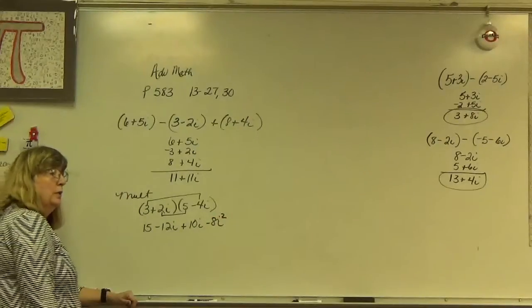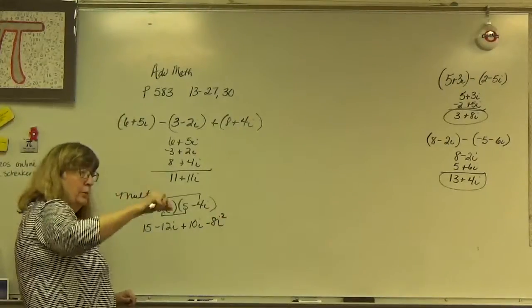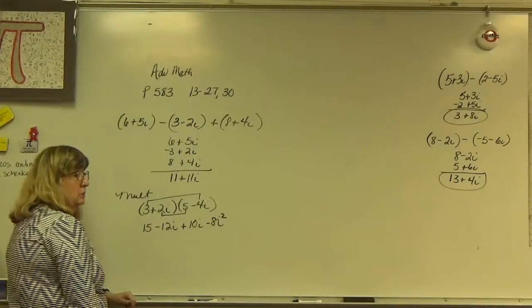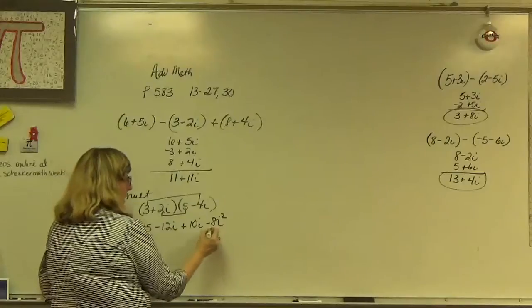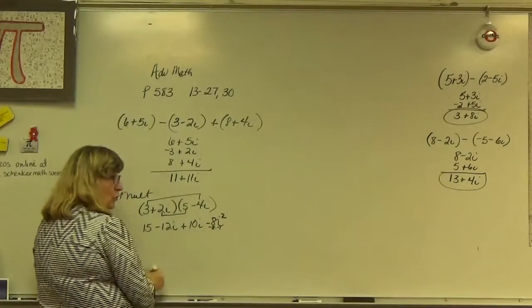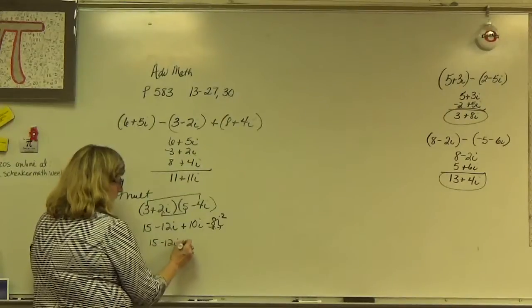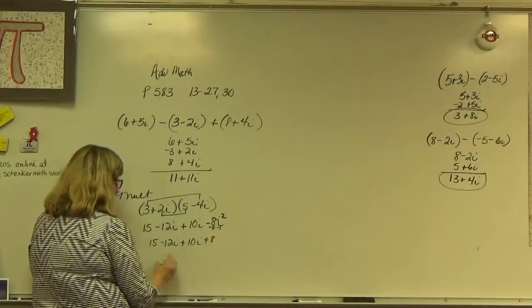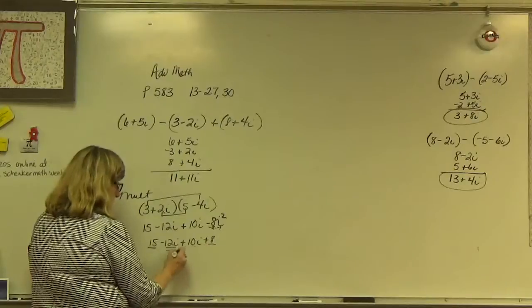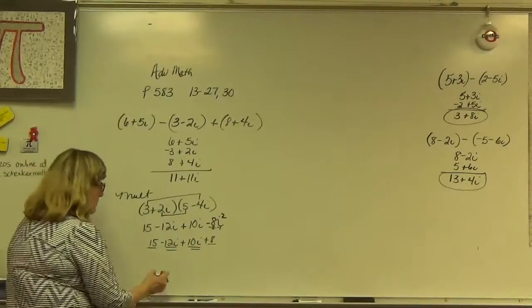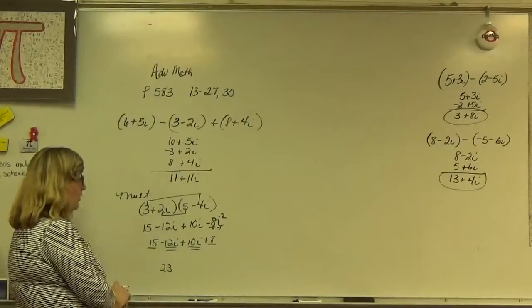Now, we need to use that little table that we have. i to the 0, i to the first, what's i squared change to? Negative 1. So this is a negative 1, so what's a negative 8 times a negative 1? Positive 8. So I have 15 minus 12i plus 10i plus 8. Combining like terms, 15 plus 8 becomes 23. What's a negative 12i plus 10i?